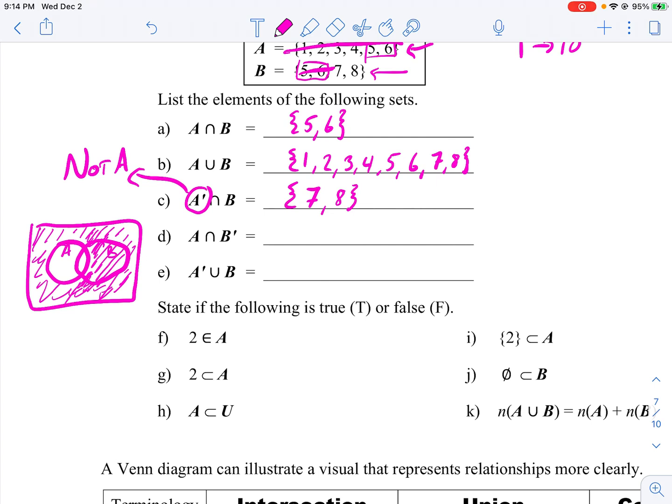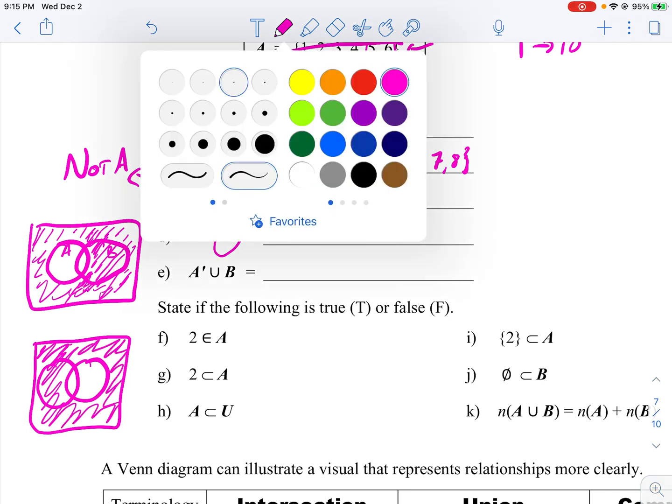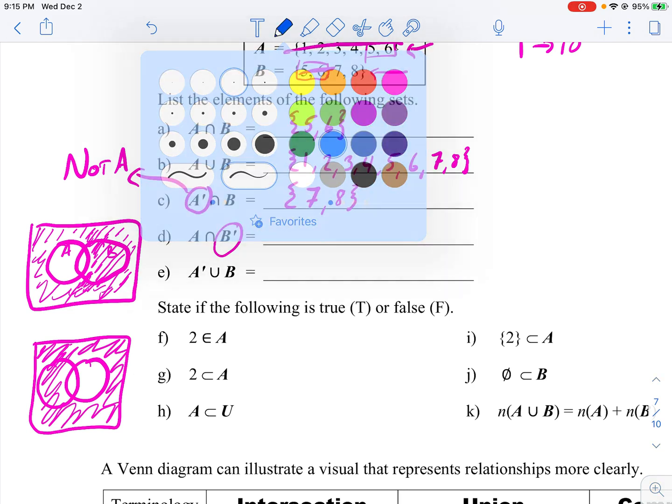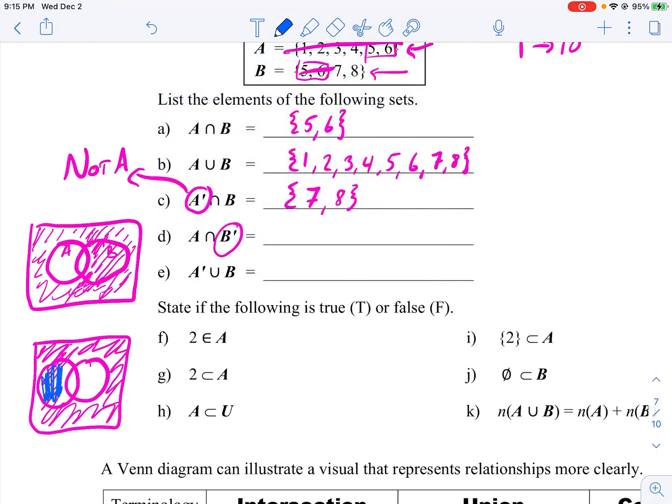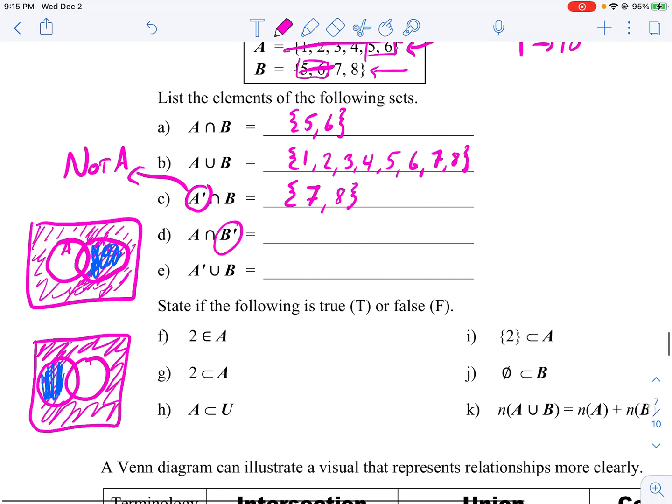A and B prime, so again that's A and not B. So A has to be included. So if I drew my Venn diagram again, we have everything not B, so that's all this stuff. But we also have the fact that A has to be included, so it has to also include this. Just like this last one also had to include B, that's why it was just 7 and 8. In this case, it's just going to be 1 through 4.